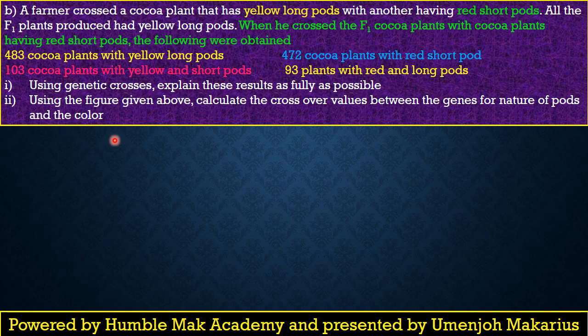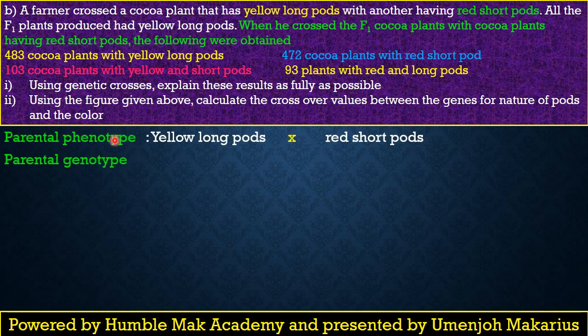Okay, so as I read earlier, we need to cross the F1 plants with plants having what? Having red short pods. So we will simply go straight to the parental phenotypes. We are going to be crossing yellow long pods, which was the F1 we had, with red short pods, as the question is saying. This is when he crossed F1 cocoa plants. What are their phenotypes? All of them had yellow long pods, when he crossed the F1 cocoa plants with cocoa plants having red short pods. Great, so this is it.